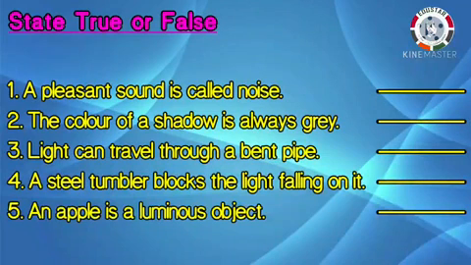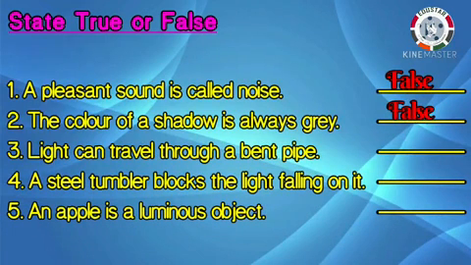Okay students, let's try this exercise. State true or false. First one, a pleasant sound is called noise. The answer is false. 2. The color of a shadow is always grey. The answer is false. 3. Light can travel through a bent pipe. The answer is false.